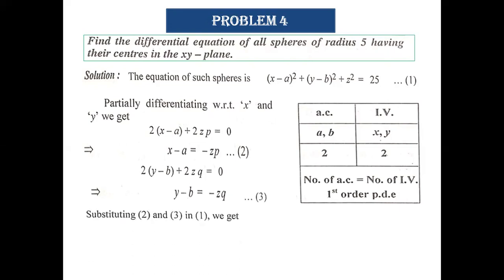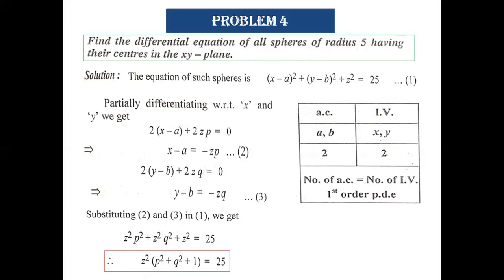Substituting the values of 2 and 3 in 1, that means x minus a equals minus zp, y minus b equals minus zq. In equation 1, we get z square p square plus z square q square plus z square equal to 25. z square is common. So z square into (p square plus q square plus 1) equals 25.